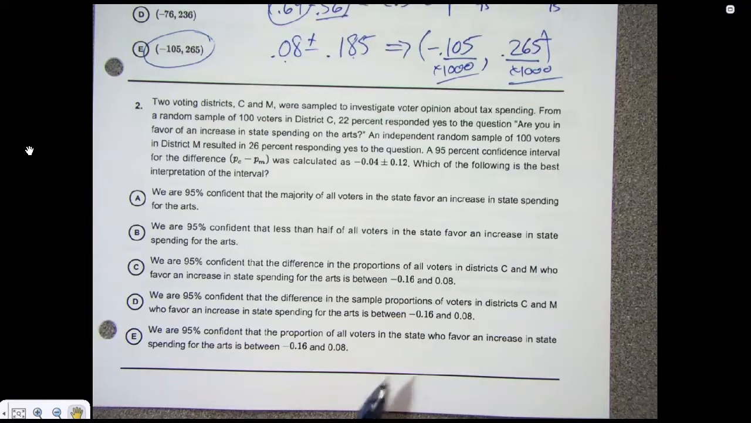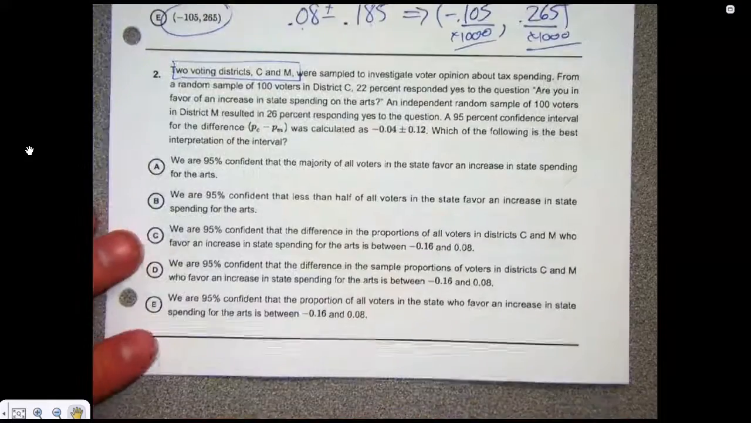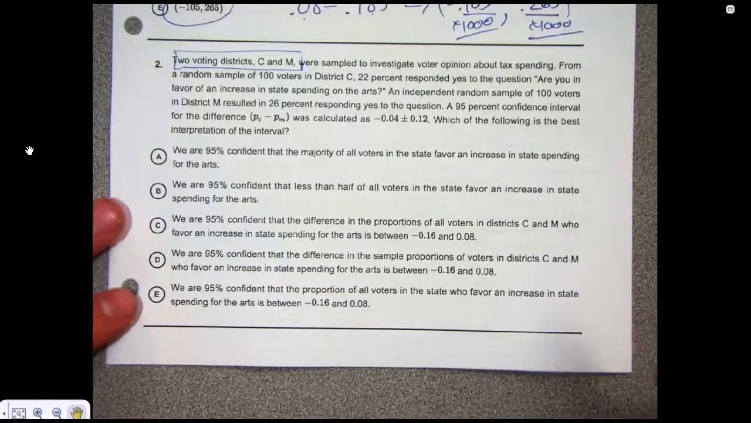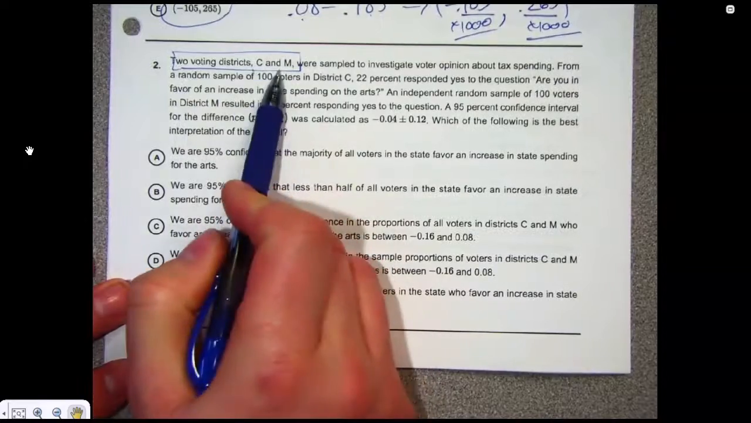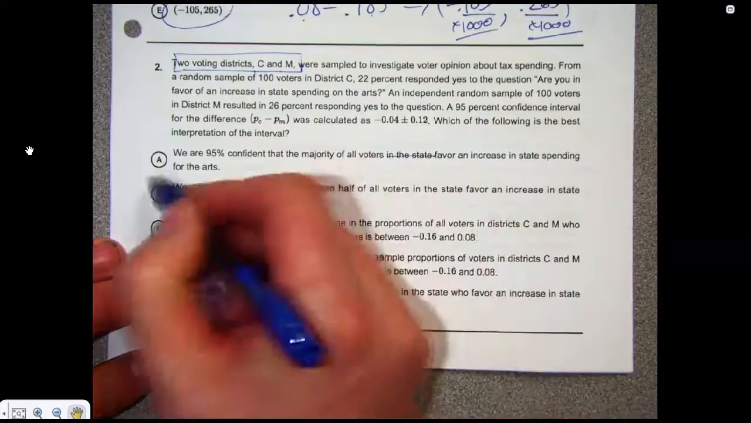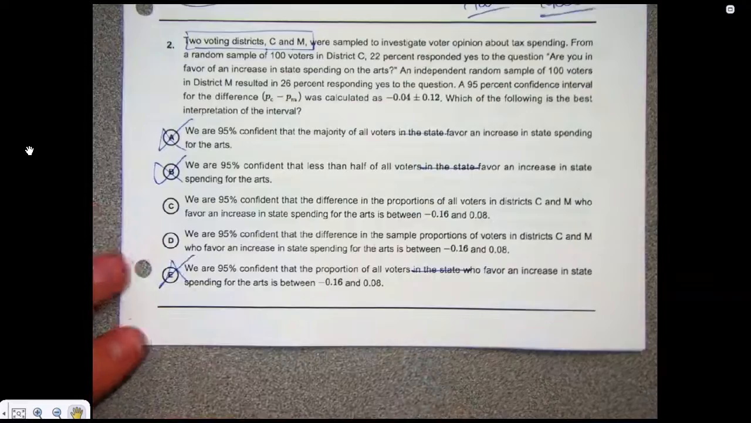A couple things going on here. One is just interpreting the confidence interval, but one is like you can't generalize beyond the group that you sampled. So if we only sampled 2 voting districts, C and M, 3 of these answers talk about we're confident about voters in the state. And it's not necessarily true that those 2 districts represent like the entire state. So if you only sample districts C and M, you can only generalize to districts C and M. So as soon as it says in the state, those are out. So now we're down to C or D.